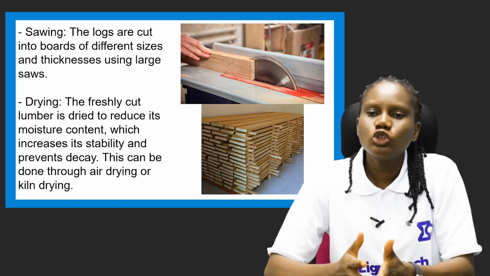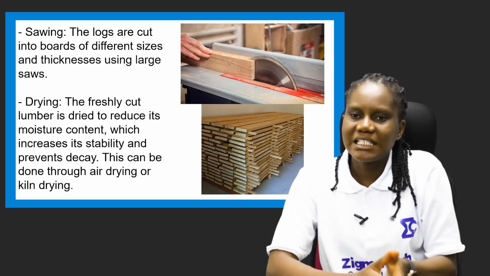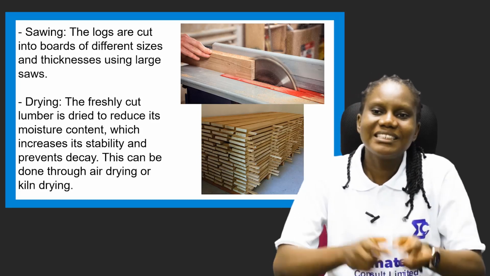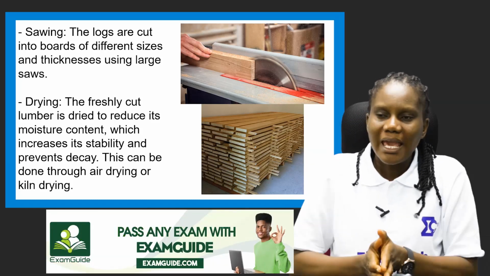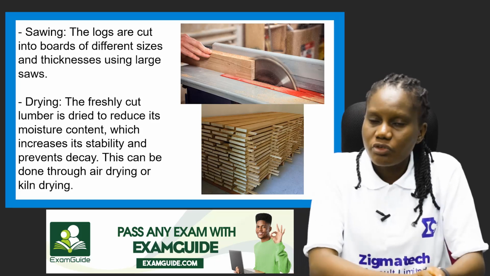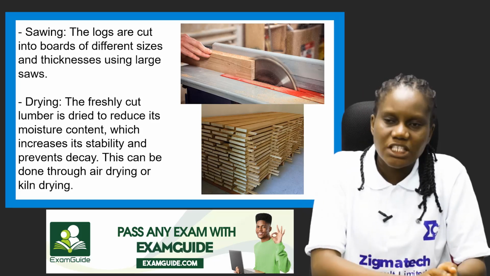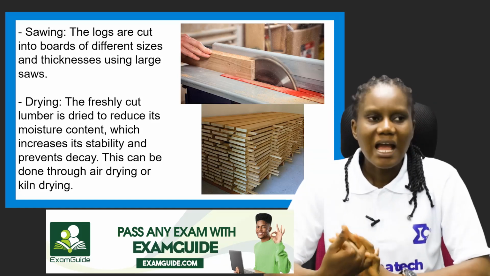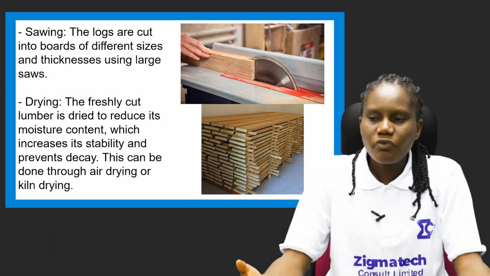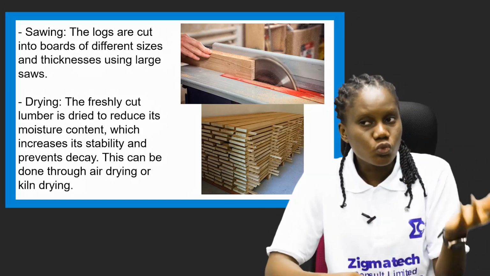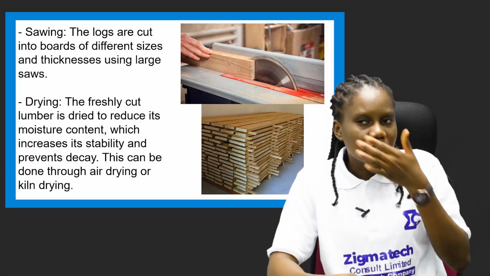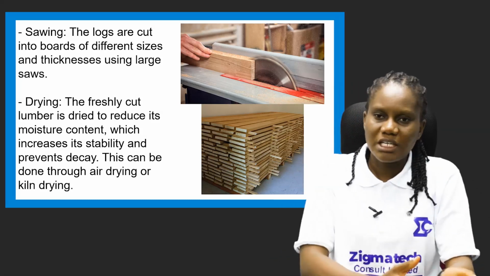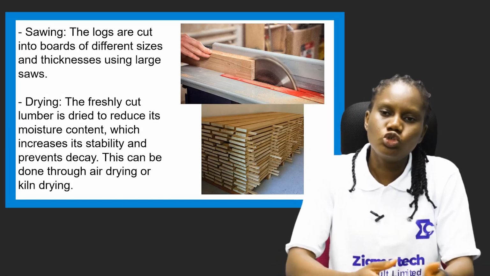So after debarking, you saw, that's sawing. The logs are cut into boards of different sizes and thickness using large saws. So you take it to the saw and you cut them into different sizes and thickness using a large saw. After cutting, do not forget that this wood was once trees and they were living, and you took them. So during this process, you need to dry them. So the next process is, after sawing, you dry.